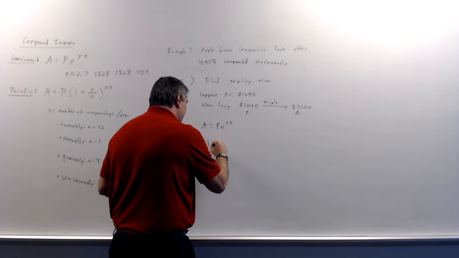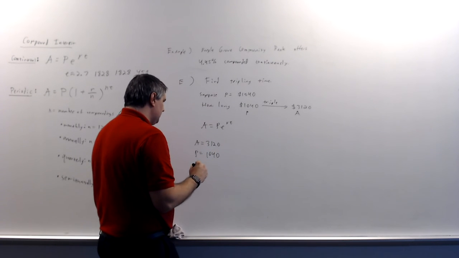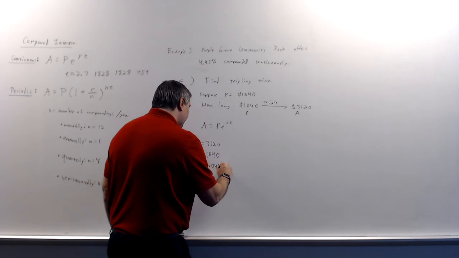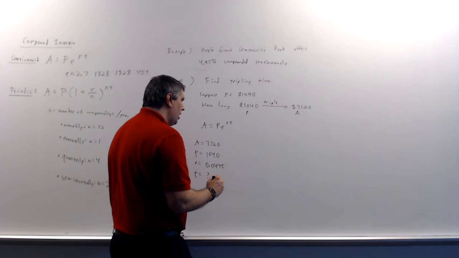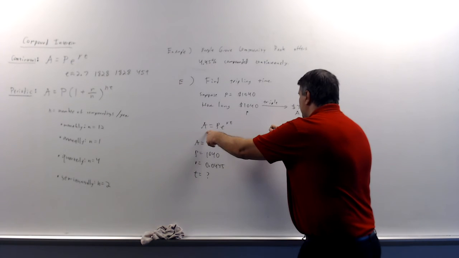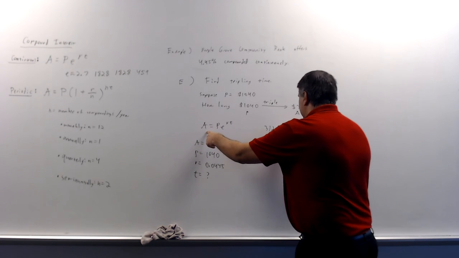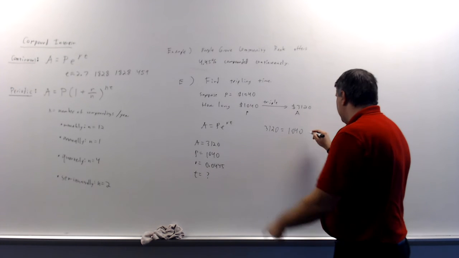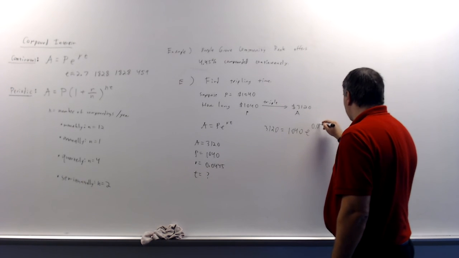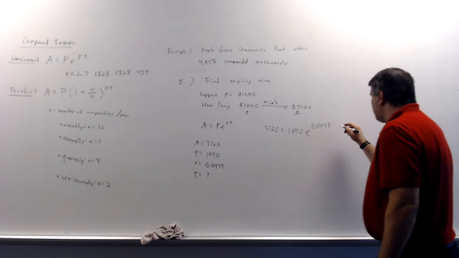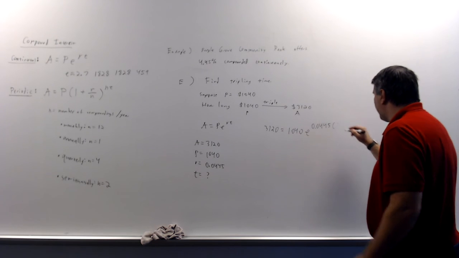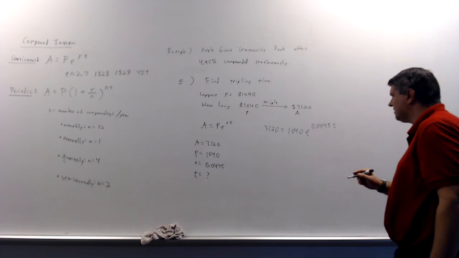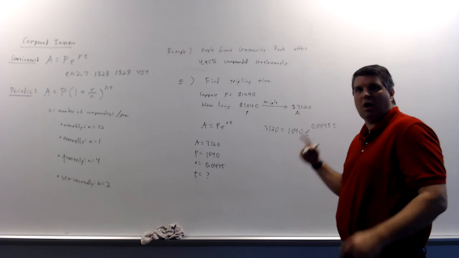We're tripling it to 3120. The rate is still 0.0445, and t we don't know. So when will 3120 equal 1,040 e to the 0.0445 times t power. Okay, I'm sorry, my brain went back in time. Okay, I'm solving for t.